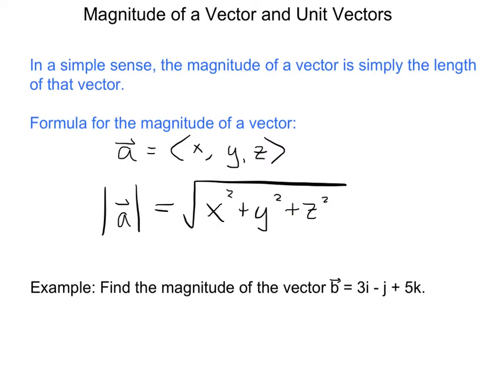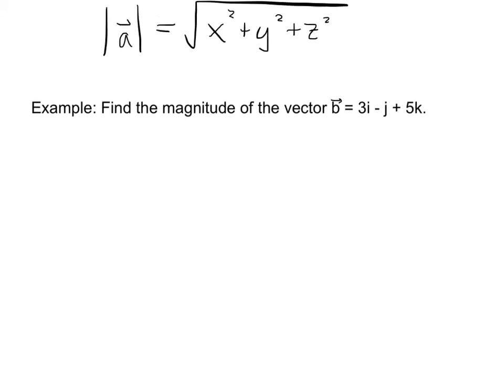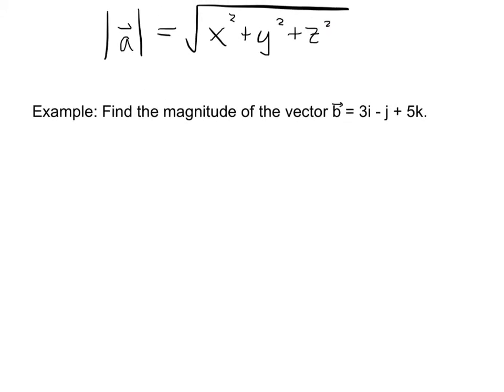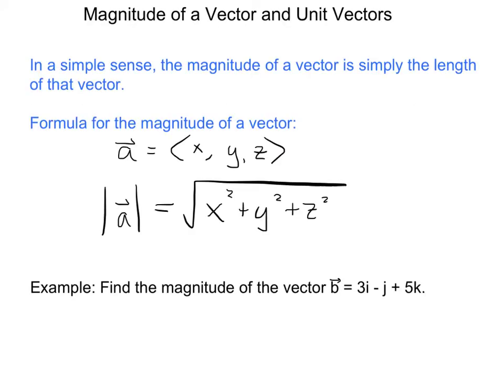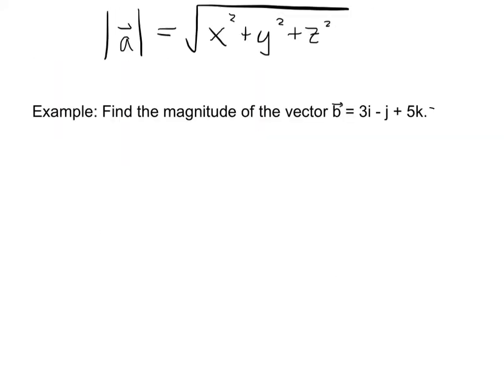It's always positive. So I've got a quick example down below. Find the magnitude of the vector b, which is 3i minus j plus 5k. You should be able to do this one on your own. I suppose the one thing I would say is, first of all, do we recognize what this is? Do we recognize that this is just a vector with components 3, negative 1, 5? Now that you have that, you should be able to easily come up with the magnitude of this vector.